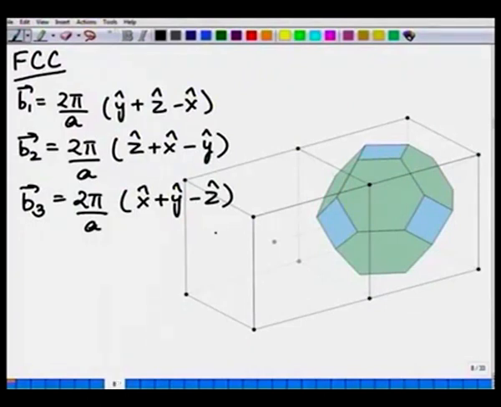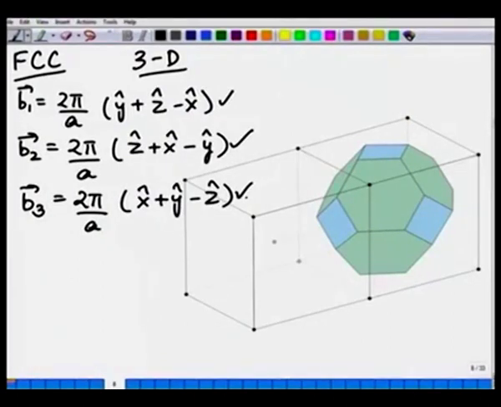FCC. So now 3-dimensional, let's do the 3D now. Let's consider FCC. What happens in the case of FCC? The reciprocal lattice vectors for FCC are given right here: 2 pi by a times y hat plus z hat minus x hat, then 2 pi by a times z hat plus x hat minus y hat, right here B2, and B3, 2 pi by a times x hat plus y hat minus z hat right here.